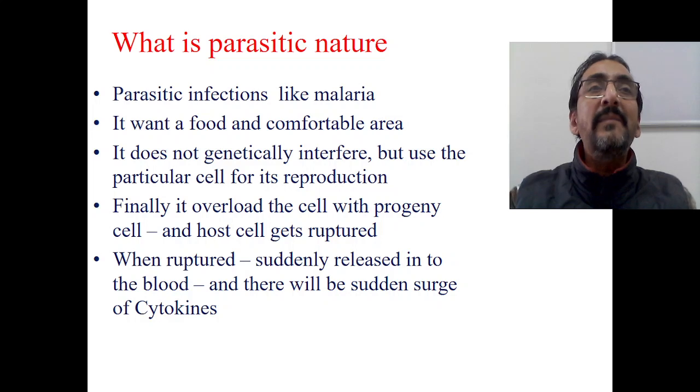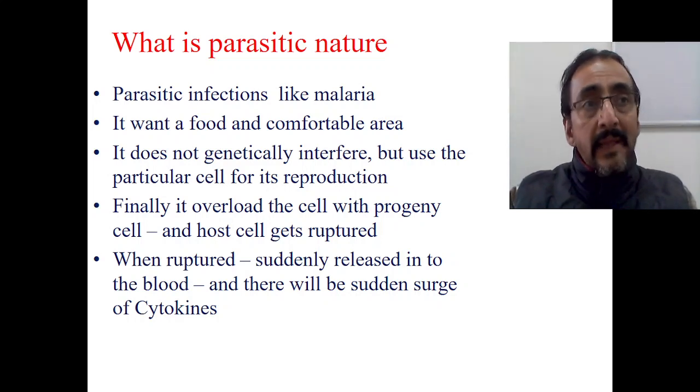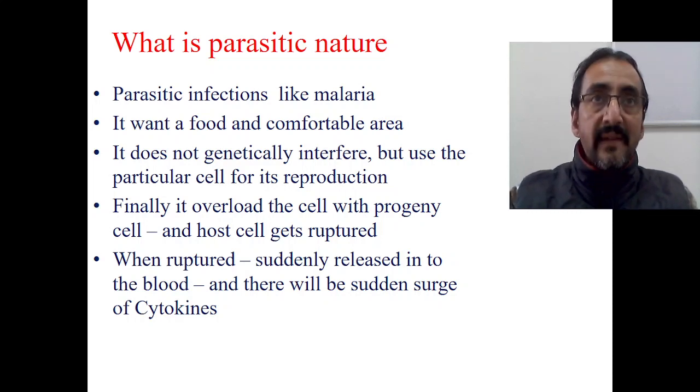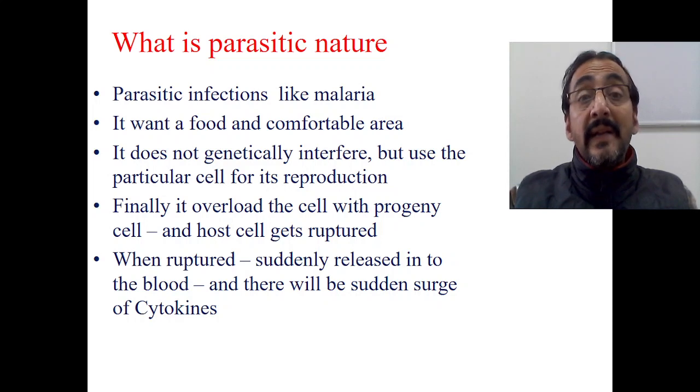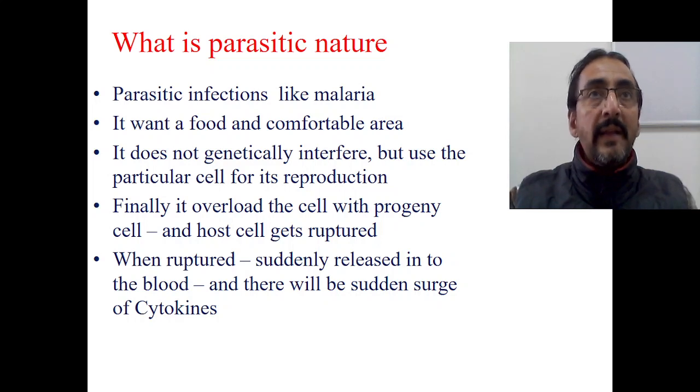They're simply parasites. They only want food and a comfortable area for completion of their life cycle. Because they themselves contain their genetic material, they will reproduce by themselves. So it does not genetically interfere, but uses the particular cell for its reproduction. Now, for example, I will take the example of malaria. Once infection takes place, malaria enters inside the body and goes to the blood.